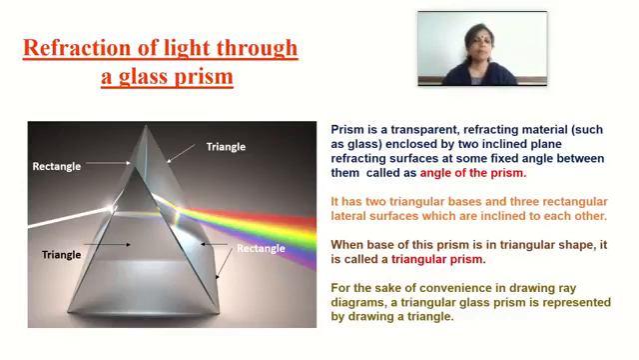Now when the base of the prism is in triangular shape, meaning if I keep the prism in such a manner that at the base we have a triangular surface, then the prism is called a triangular prism. Now, for the sake of convenience, for drawing the ray diagram, a triangular prism is represented by drawing a triangle. Alright?